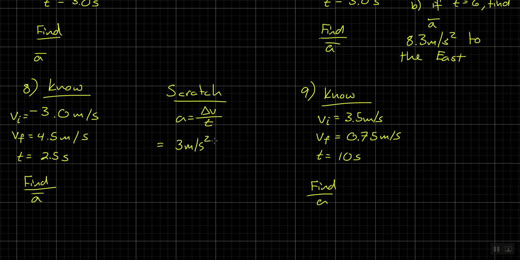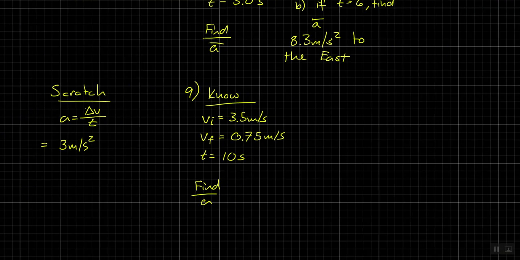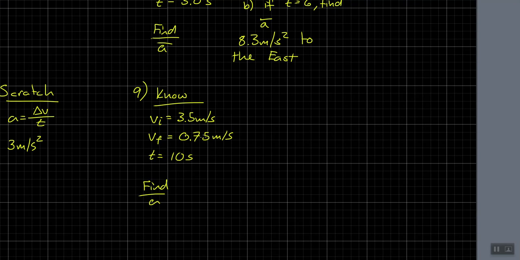Number 9 looks like it's going to be ugly and maybe a little bit negative. 2.75 divided by 10. That's not really that bad. Negative 0.275 meters per second squared.